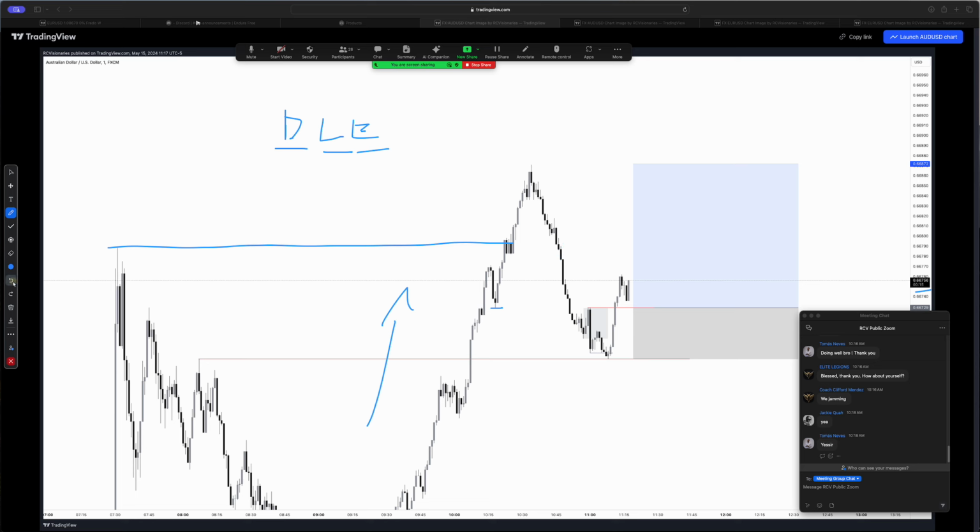So what I have to do in this type of scenario is, if we have a continuation break of structure, I know that the internal has to be bearish in order to cause this continuation break of structure. So because that is the case, I need to essentially wait for a transition of bearish to bullish. And how I interpreted that transition came via order flow disruption.